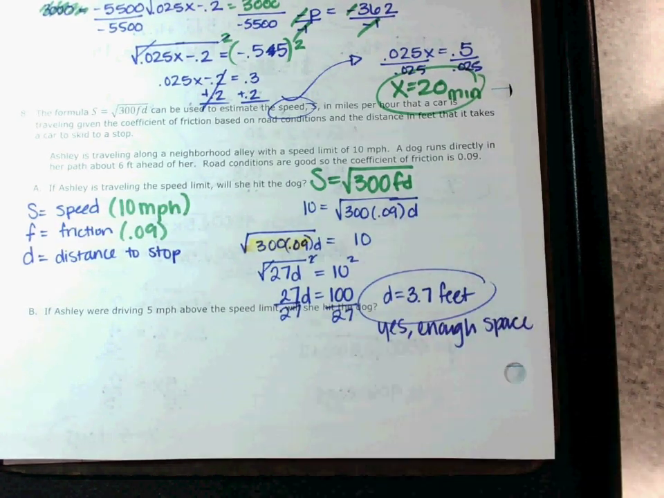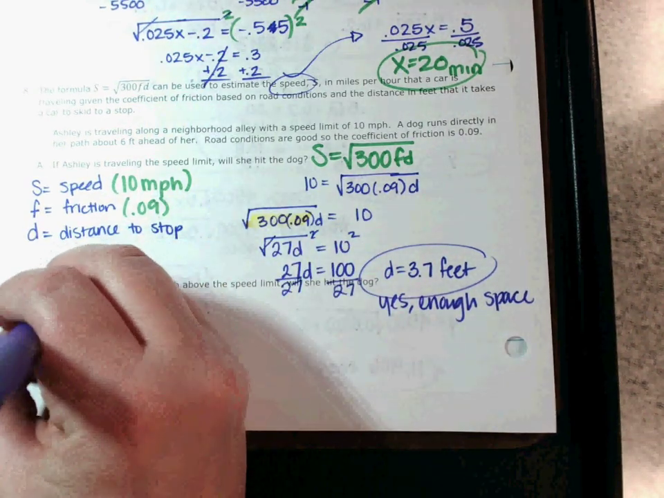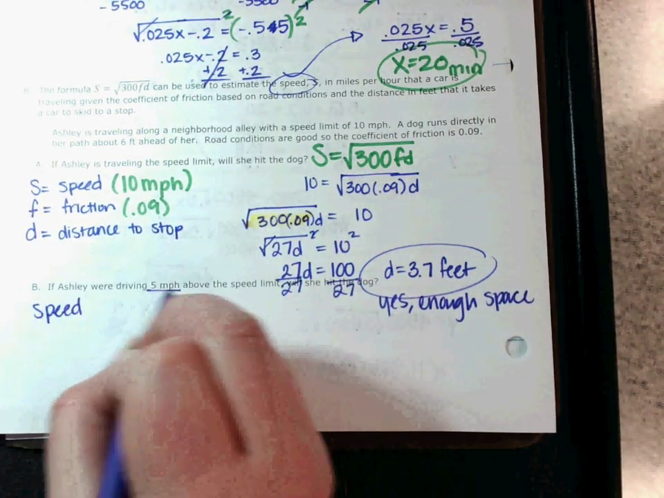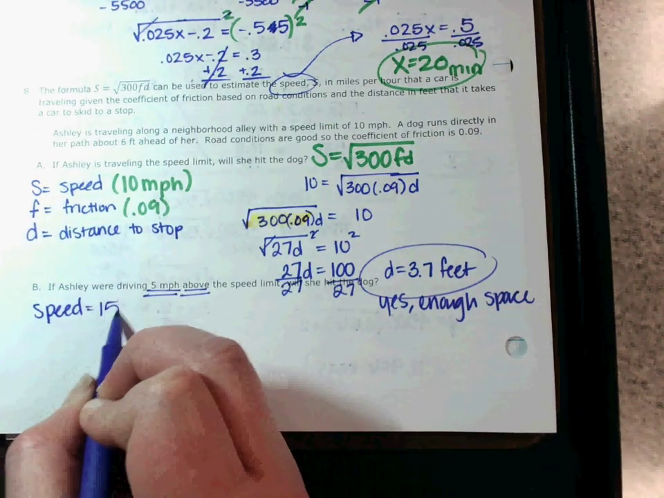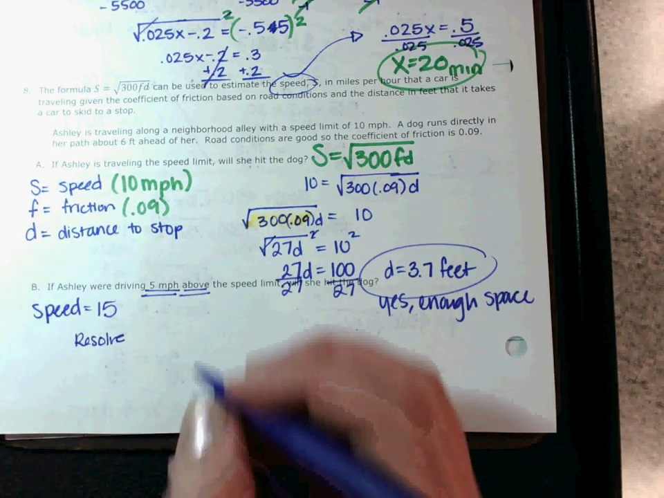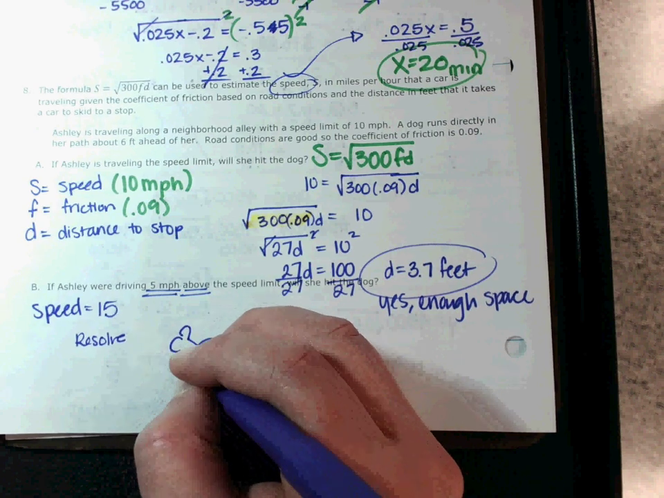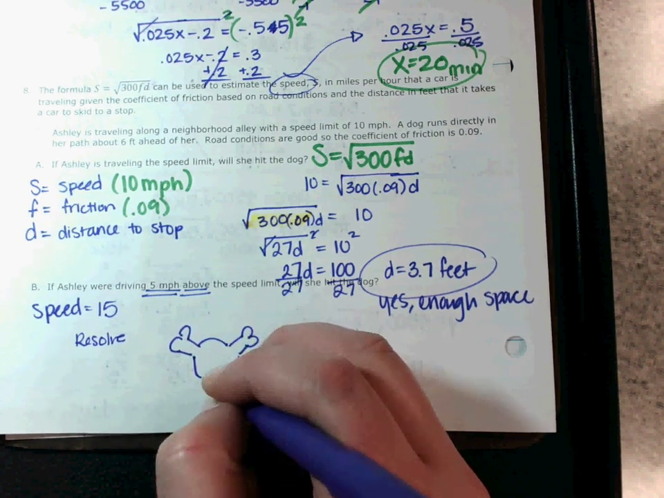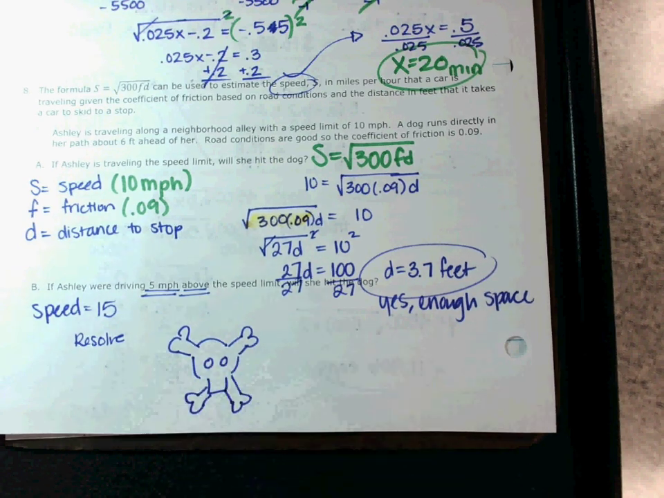Okay? Now, the next one says, what if she was going 5 miles per hour above the speed limit? Well, then what would her speed be there? If she's going 5 miles above the speed limit, her speed is what? 15. And then you would resolve the question. Now, sad news, the dog dies if she goes that fast. So you can solve it if you want to, but poor dog is dead. Okay, so don't speed in the alley.